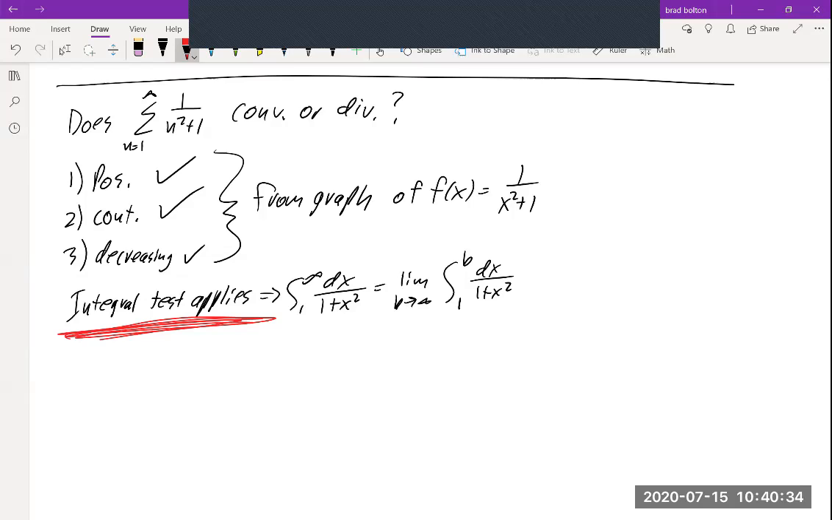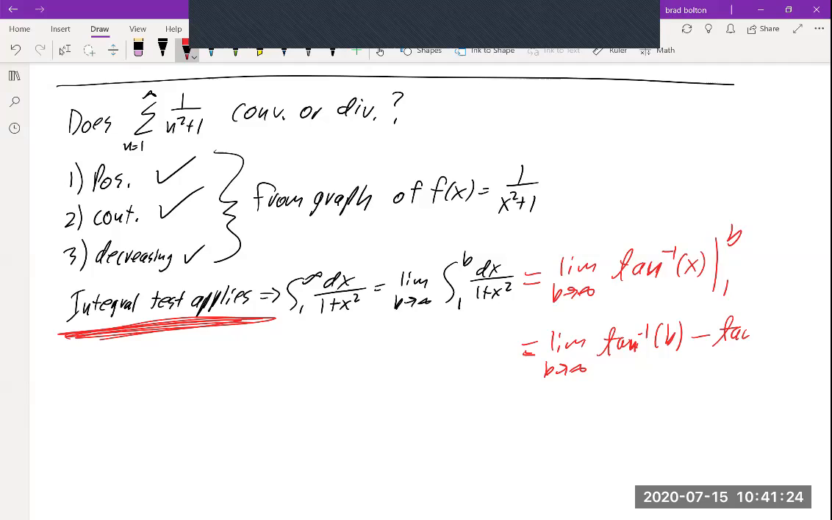And then we're going to take the integral from 1 to infinity of dx over 1 plus x squared, which equals the limit as b approaches infinity of the integral of dx over 1 plus x squared. But this should look familiar to you. You guys should know that this is tan inverse of x, right? The limit as b approaches infinity of tan inverse of x from 1 to b. So that means that we're going to have the limit as b approaches infinity of tan inverse of b minus tan inverse of 1.